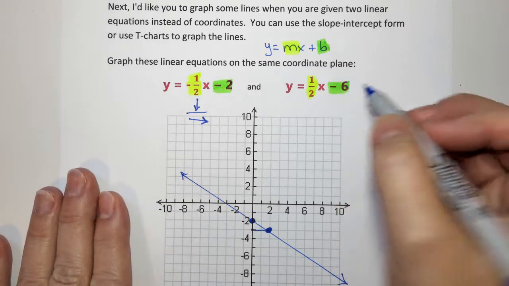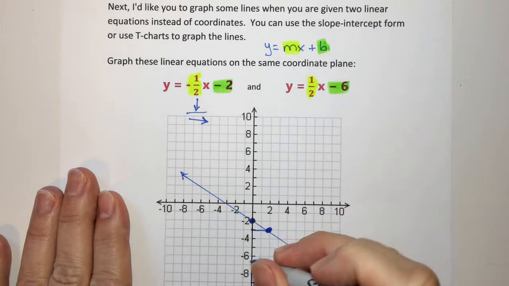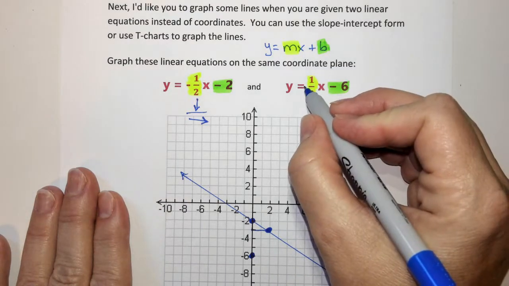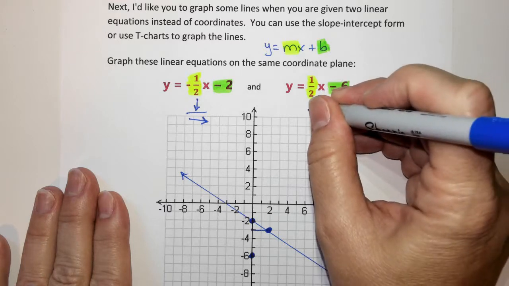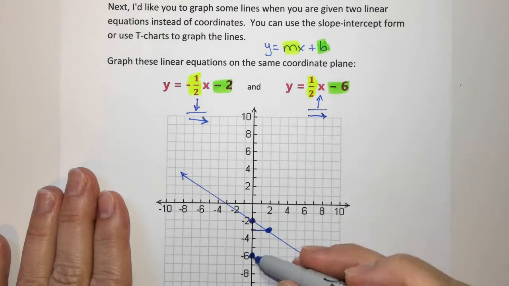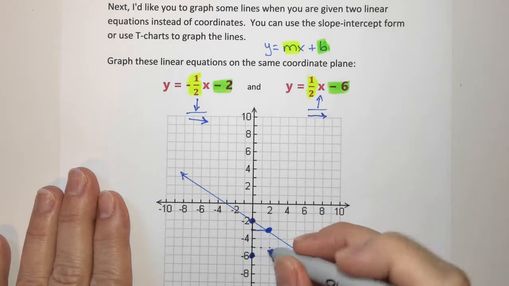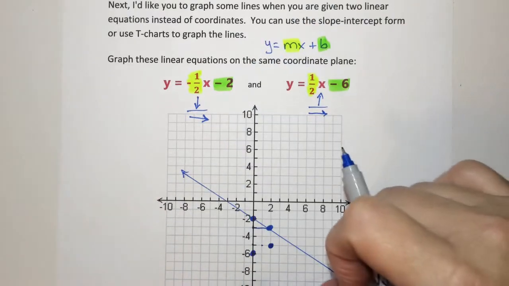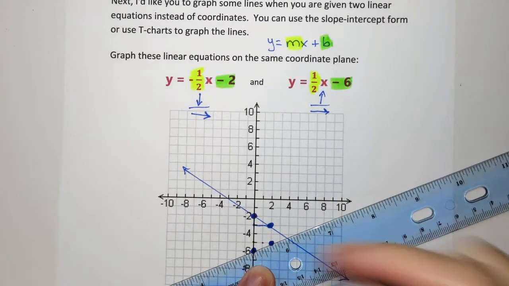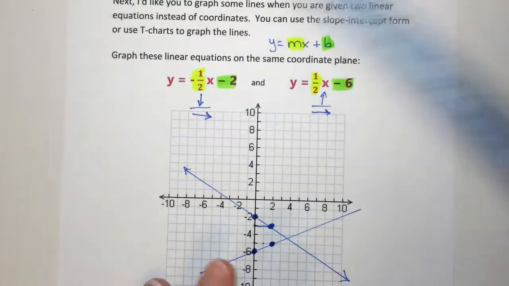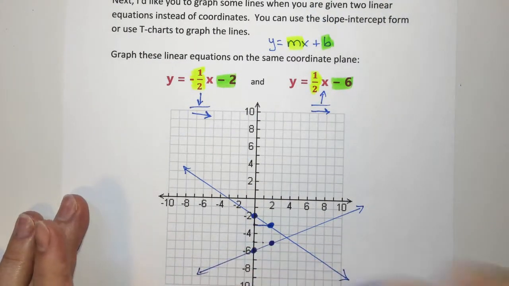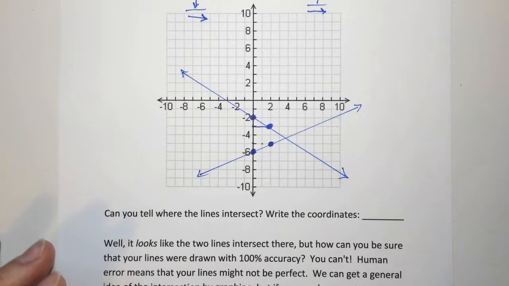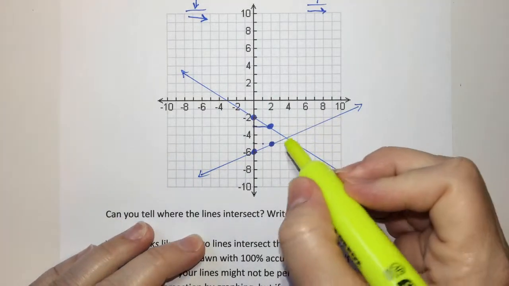For my second line, I have a y-intercept of -6 this time and a slope of 1/2. And note that it's positive, so it's going to rise 1 and run 2. Rise 1, run 2. I have 2 points. Let's connect the dots and make a line. Here. Now the next question says, can you tell where the lines intersect? Write the coordinates.